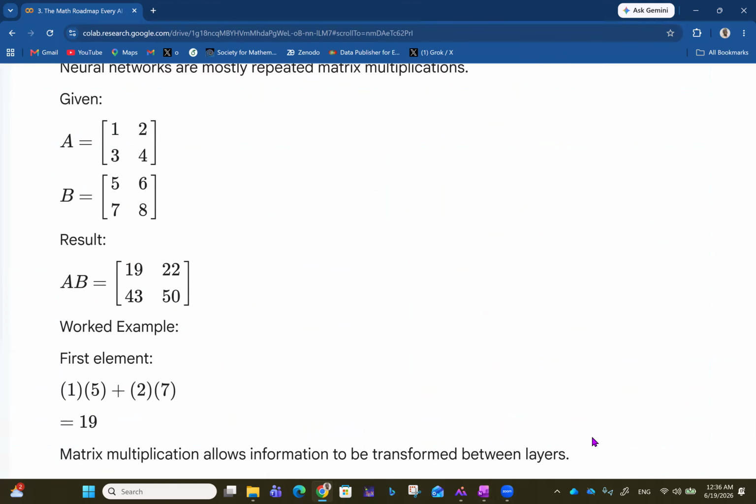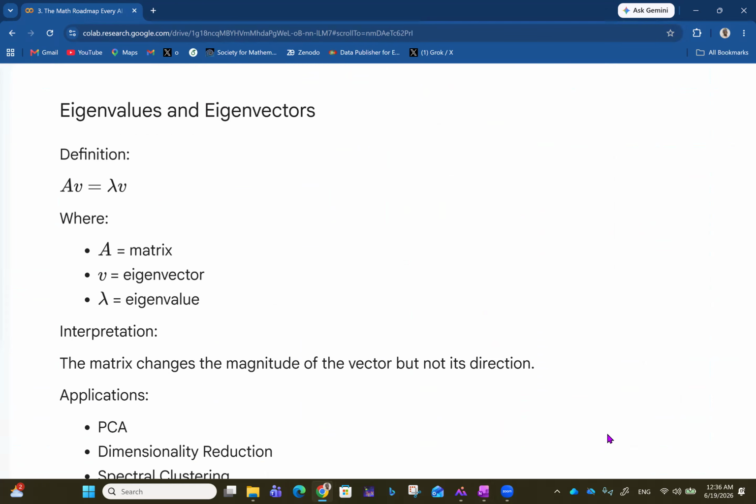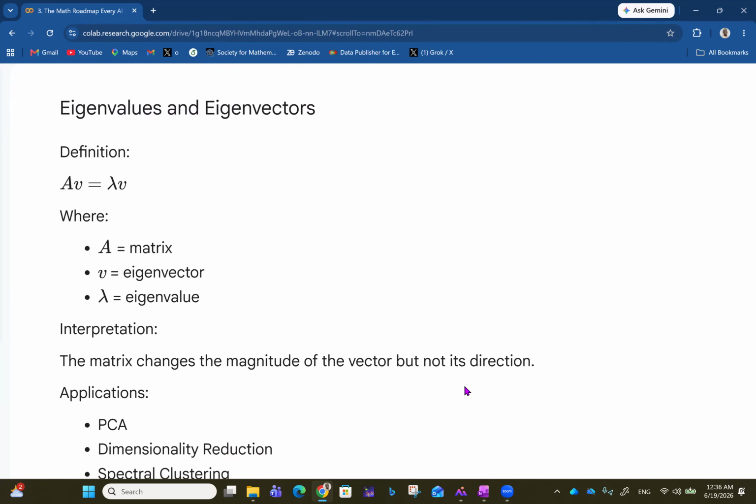So, I mean, what you see as matrix multiplication in the realm of AI is actually allowing information to be transformed between layers like that. And then we go on to talk about eigenvalues and eigenvectors, which hold a lot of meaning. We talked about it amply under differential equations and some other places, under matrices generally.